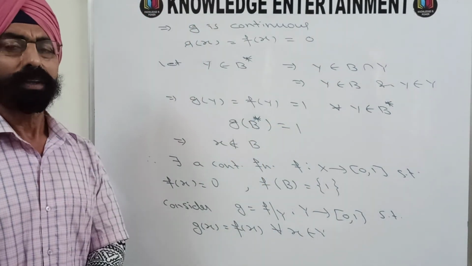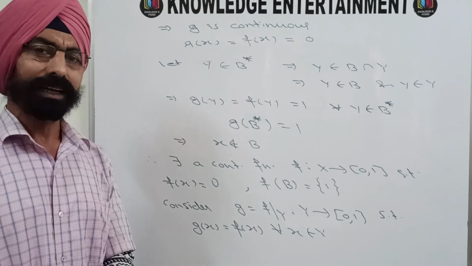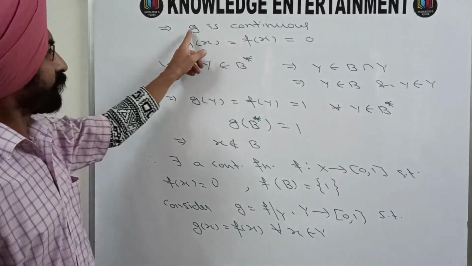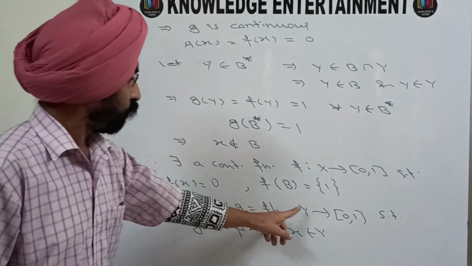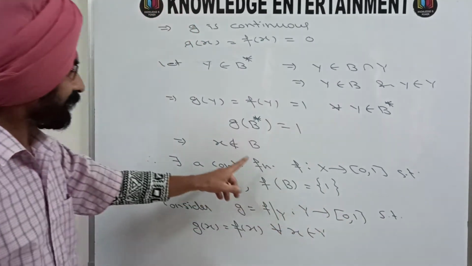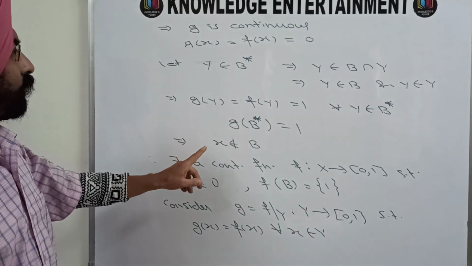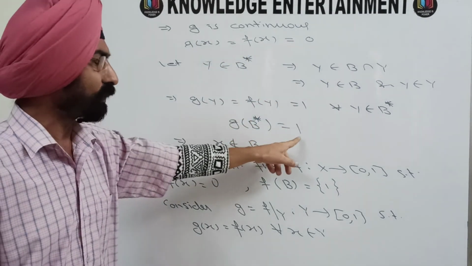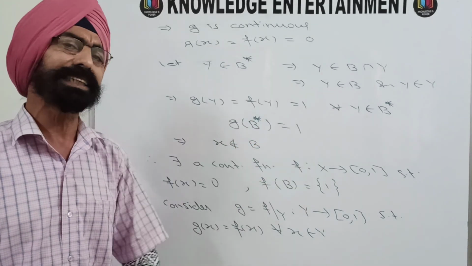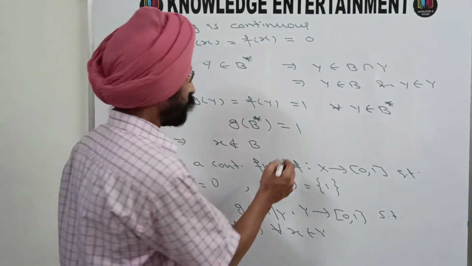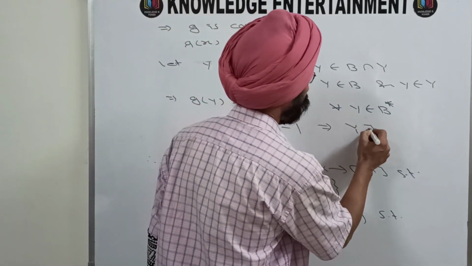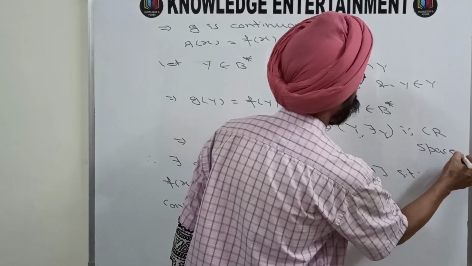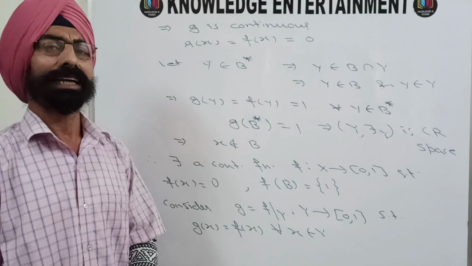So we have taken a tau_Y closed set B star and a point x not belonging to B star, and we have obtained a continuous function G from Y to the closed interval [0, 1] such that G of x is 0 and G of B star is 1. That means the image of every point of B star is 1, and this is the definition of complete regularity. So this means Y tau_Y is a completely regular space. So complete regularity is a hereditary property.